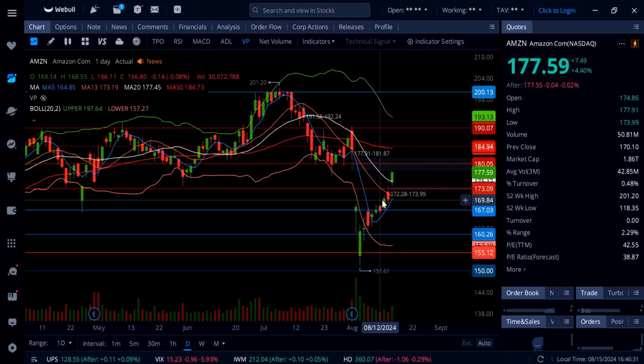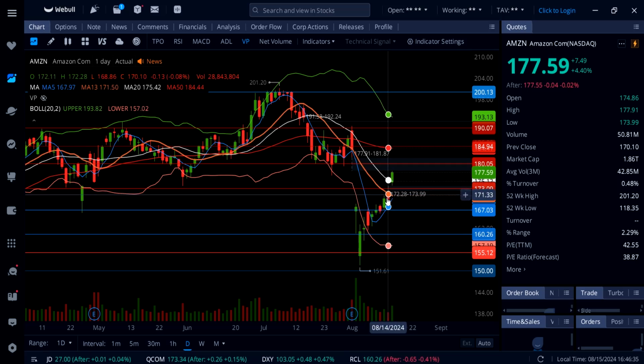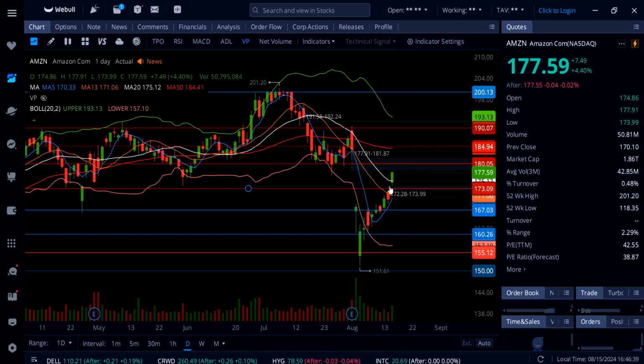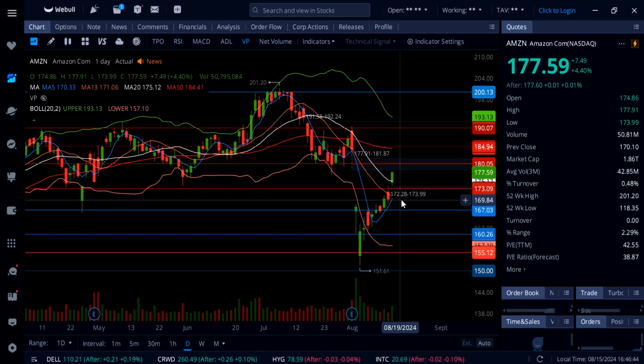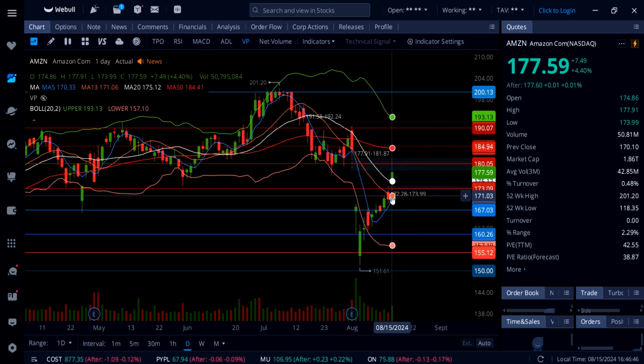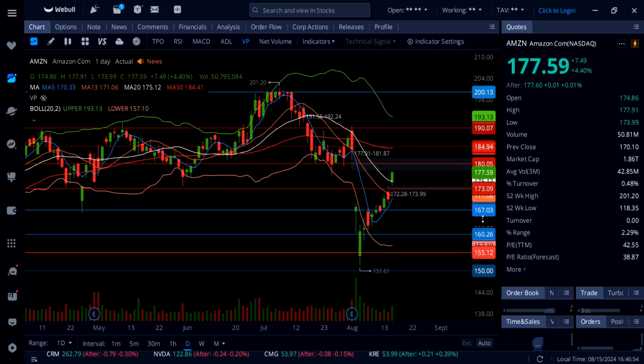Now, if Amazon gets a pullback, there will be support at 175, 173 to 172, this gap down here, that's going to be a strong support. As long as this support can hold, you can actually play this to the upside right here. Now, if it gets under this level right here, 173, and stays under, in that case, this is a lower high, and we might be going for a new low. Watch out for the next support, 167, and then 160.